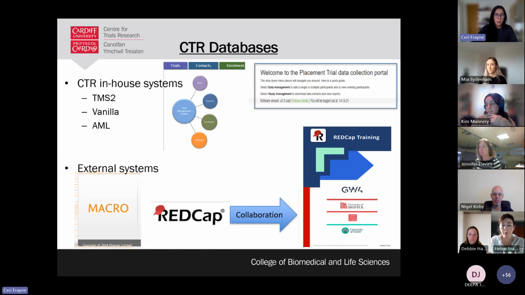The CTR uses both bespoke software developed in-house, such as TMS2 for complex randomization, or commercial off-the-shelf software. So external systems include Macro and more recently REDCap, for which we were part of the GW4 collaboration to validate REDCap and develop a data entry user guide. All software goes through a CTR software validation risk assessment, which considers users, maintenance, license costs, needs, and testing requirements to aid selection. Notwithstanding, we do still use Excel for some data collection, such as screening data.